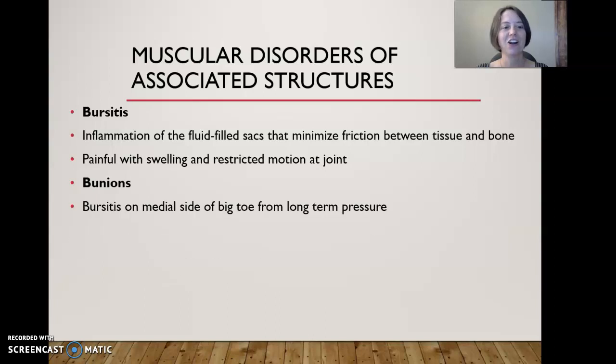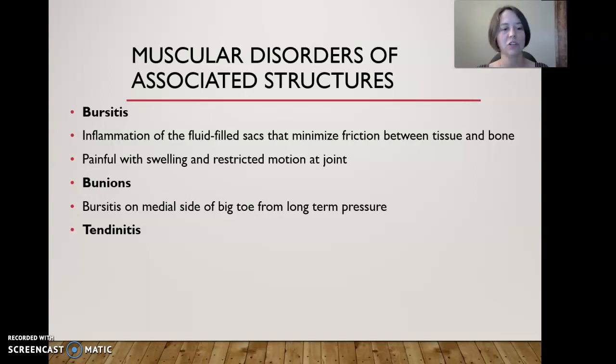Bunions are actually a bursitis on the medial side of your big toe. So if you have a bunion, it is a bursitis in a very particular spot on the inside of your big toe, and that is from long-term pressure. And how you could avoid that is having really good shoes. So if you don't want ugly toes when you're old, you should make sure you wear good shoes.